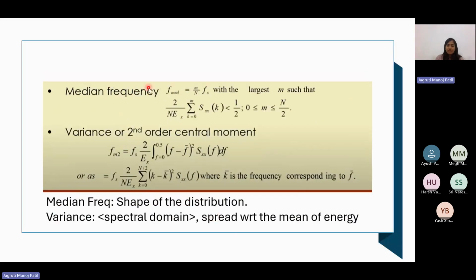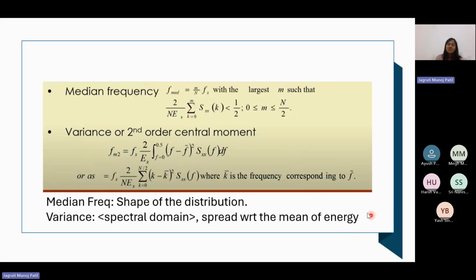Then the median frequency, so you know what median frequency is: the centermost point, and if it's an even number of points, you take the average of both centermost points. So the median frequency over here essentially defines the shape of the distribution. This is how it's being given. And then the variance is again x square times s of x. So in the spectral domain, it will tell you about the spread with respect to the mean energy.